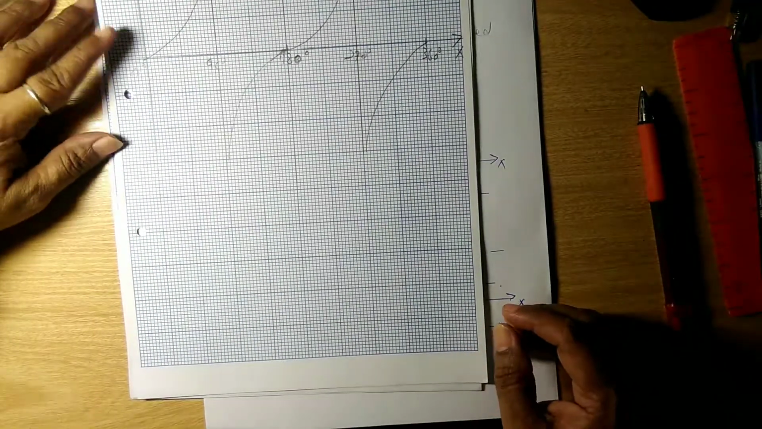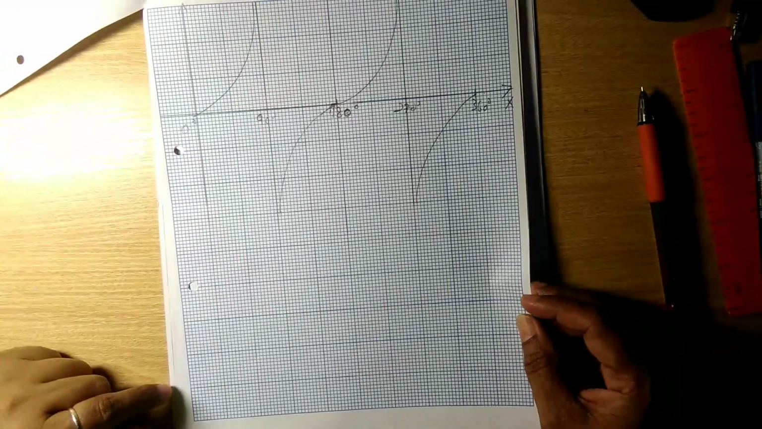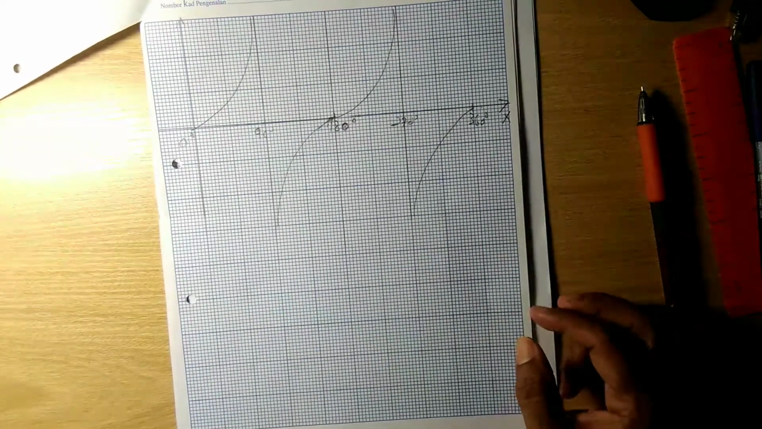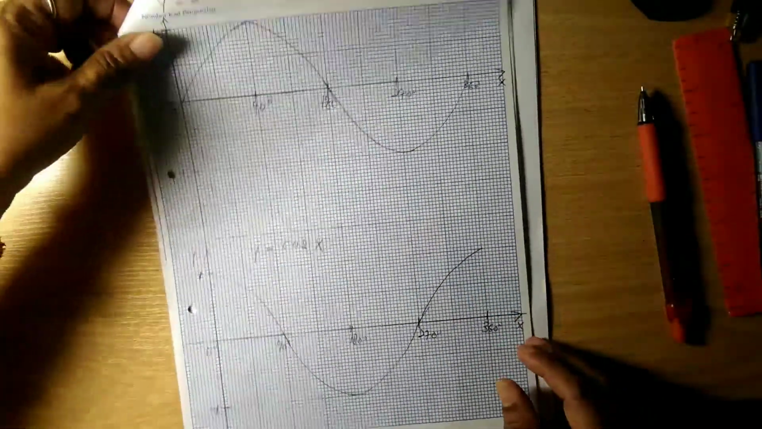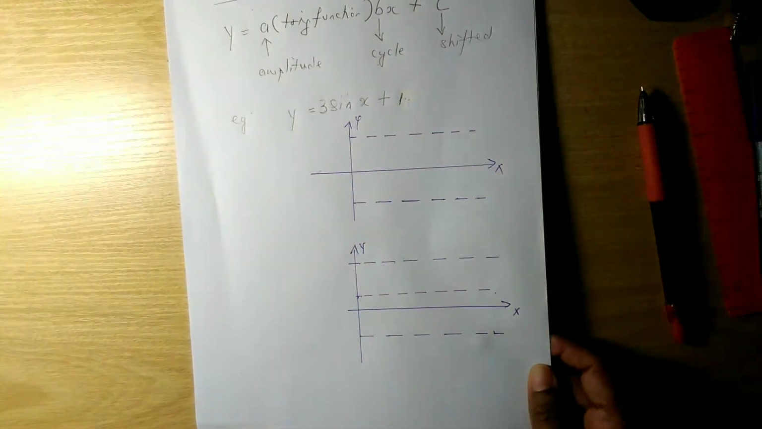And last is the tangent. The tangent graph looks something like this. We've seen this before. That's the basic knowledge that you need to know. The second thing that you need to know is this.